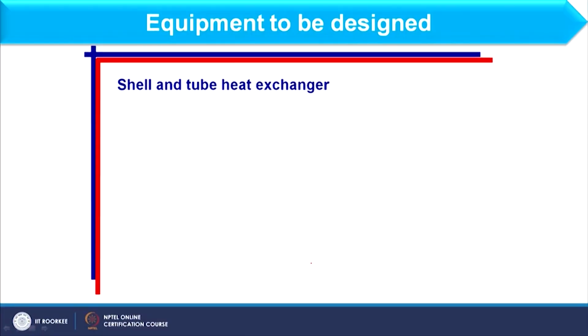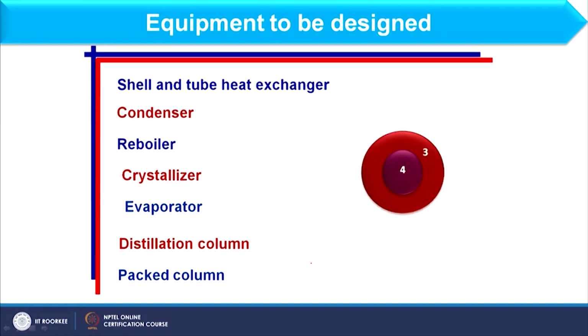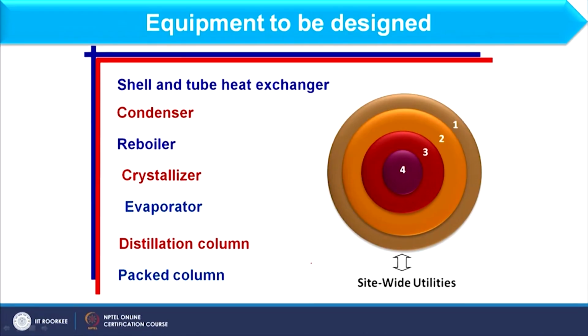And now we will focus on the different equipment we are going to design. The first one is the shell and tube heat exchanger, a very important equipment. Condenser, reboiler, crystallizer, evaporator, distillation column and packed column. So, almost all important equipment we have considered in this. And when I am considering the onion diagram, at which layer can you focus while designing these equipment?